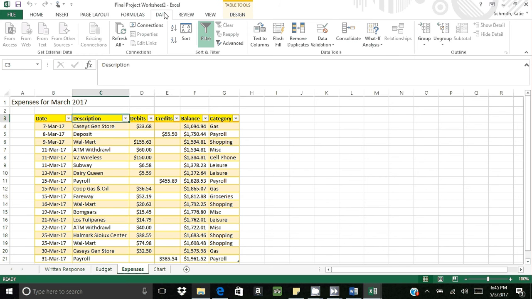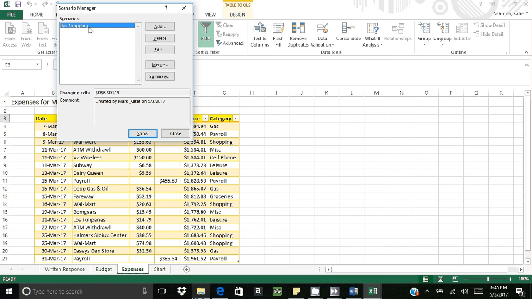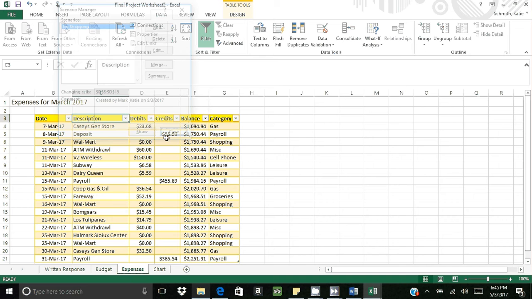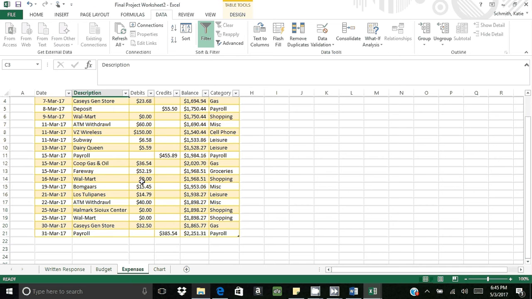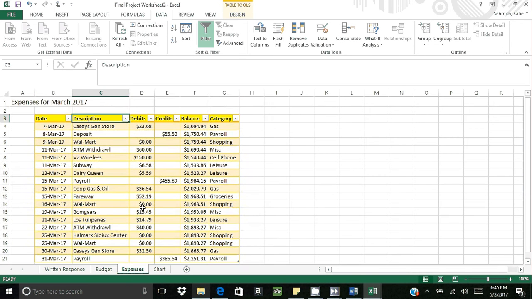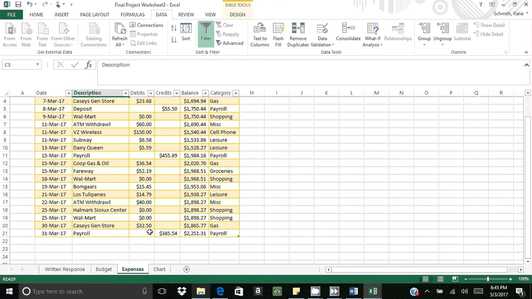And I did this by going to Data and the Data Tools ribbon and going to What If Analysis and the scenario manager, and my scenario is no shopping, and I will show it, and my total decreases at the bottom actually.